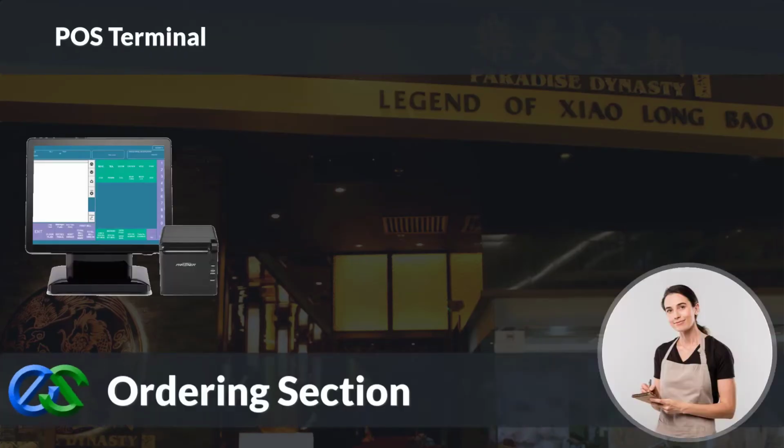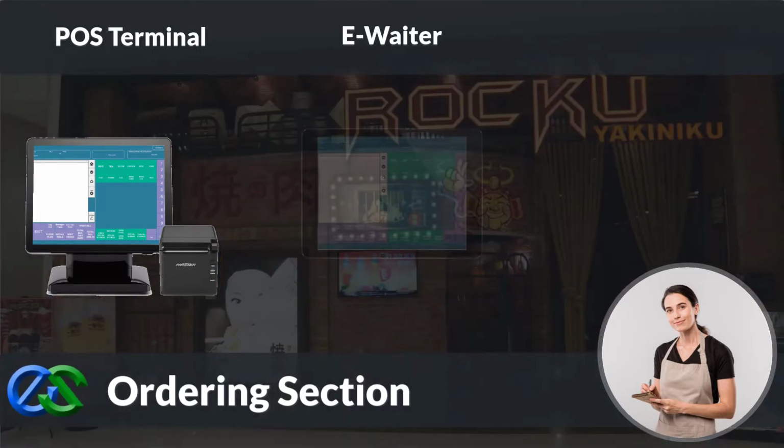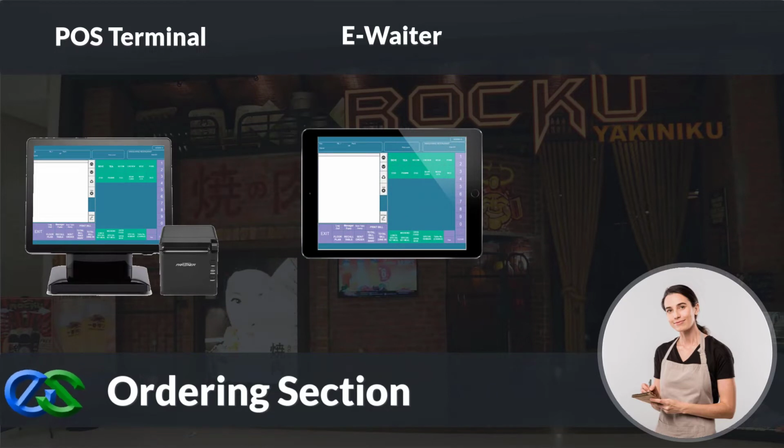You may add an ordering terminal for your floor staff to place orders. The receipt printer is for printing out the bill when presenting it to the customer for payment collection. Besides, you can add in the e-waiter concept, allowing your floor staff to place orders through a mobile tablet directly.